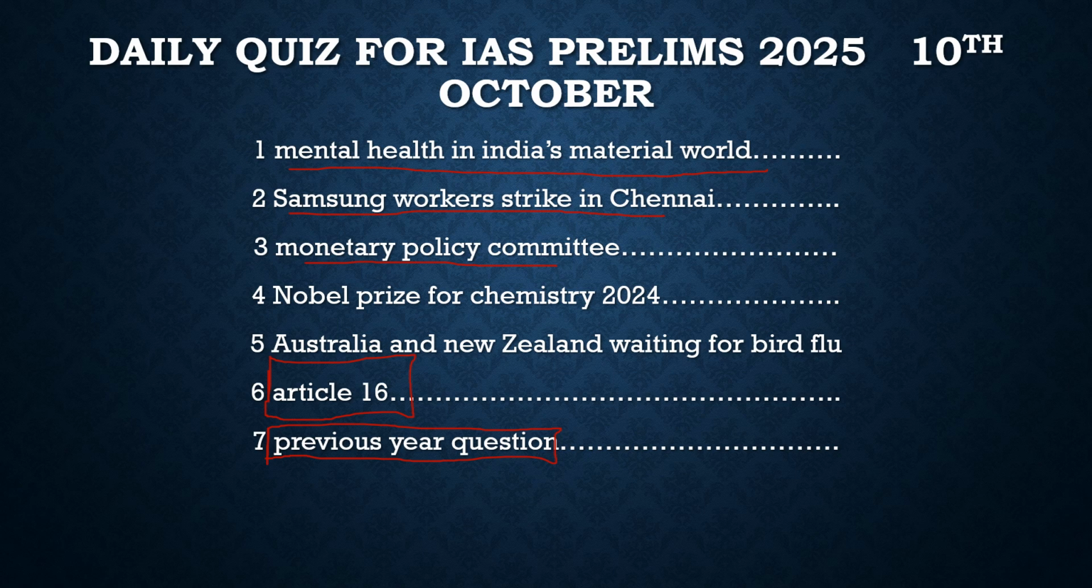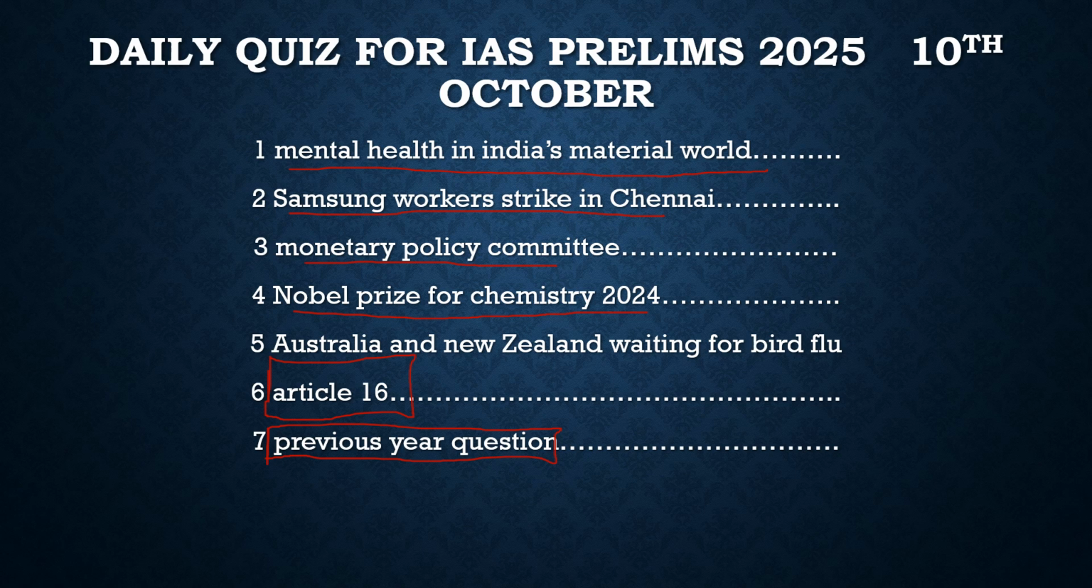After that, there is another article. It is about the Nobel Prize for Chemistry 2024. It has been given to three important scientists, David Baker, Demis Hassabis, and John Jumper, for protein structure prediction and protein design. So with respect to this, we will solve a prelims based question and get more idea about it.